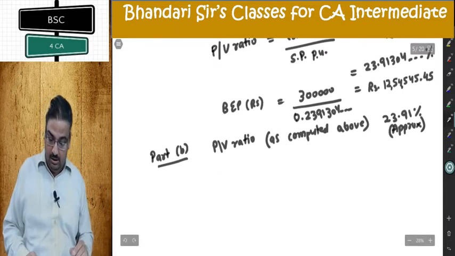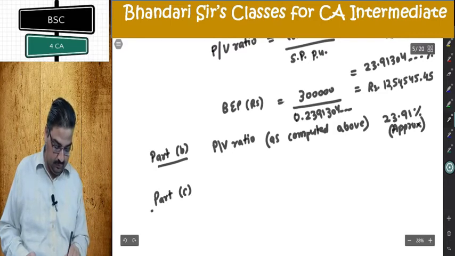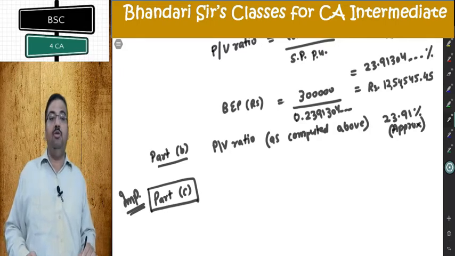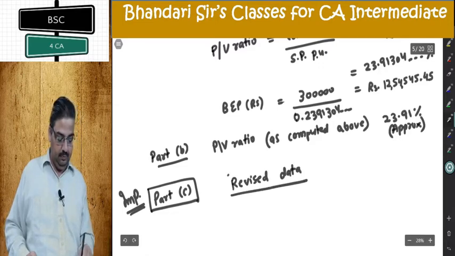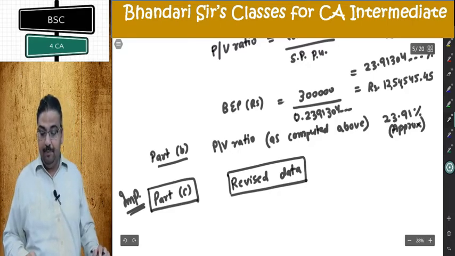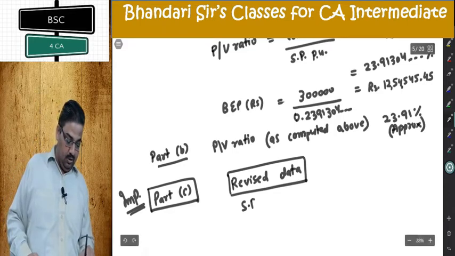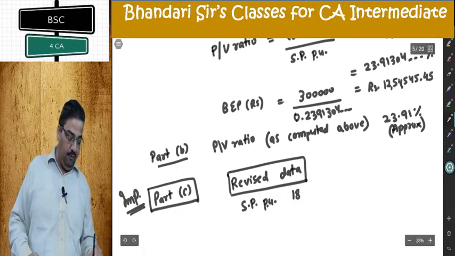Now comes part C. Part C has further many parts, and it is the most important part of this question. There is revision in some figures, revised data. He tells me if it reduces selling price by 5%, selling price per unit, which was earlier 18.40, is reduced by 5%.